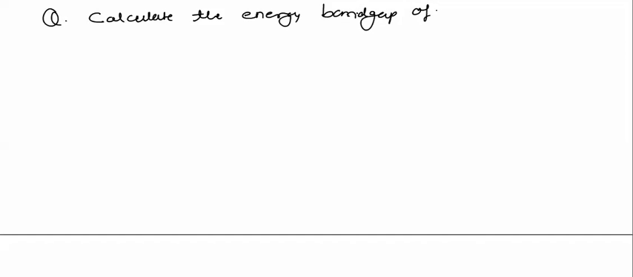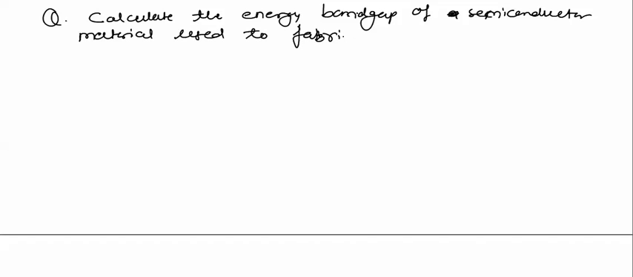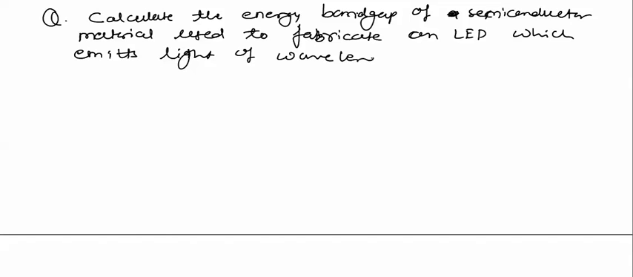Now we will solve one problem. Calculate the energy band gap of semiconductor material used to fabricate an LED which emits light of wavelength 5490 angstrom unit.